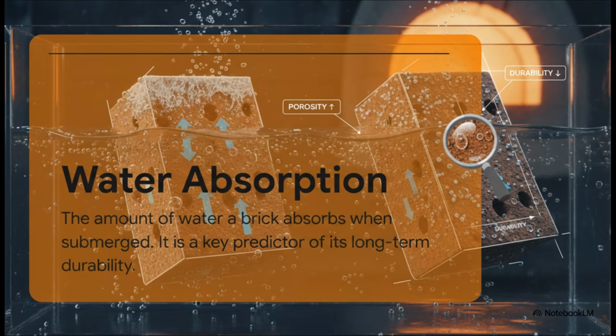The second critical test is for water absorption. This tells us how porous the brick is, how many tiny holes and voids it has inside. Why does this matter? Well, a porous brick is like a sponge. It soaks up water, which can lead to frost damage, salt attack, and a general breakdown of the brick over time. It's a direct indicator of long-term durability.